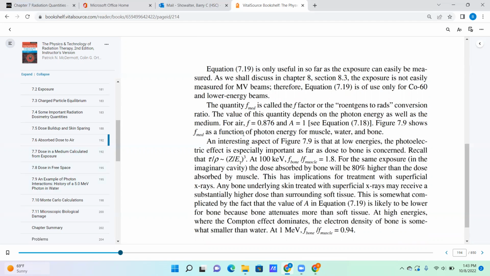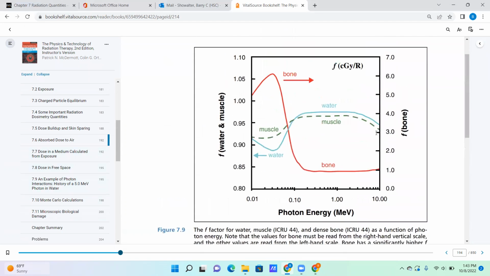Figure 7.9 shows F sub med as a function of the photon energy for muscle, water, and bone. So you can see their function here of centigray per roentgen. You can see how for the different photon energies here, this changes. Most of what we are going to be doing is going to be stretching from here to here, at least on this particular graph. And we can see what those function values end up being, depending on whether it's water, muscle, or bone.